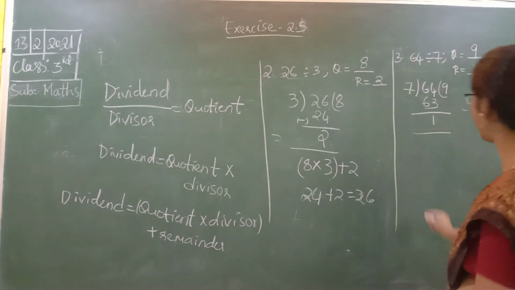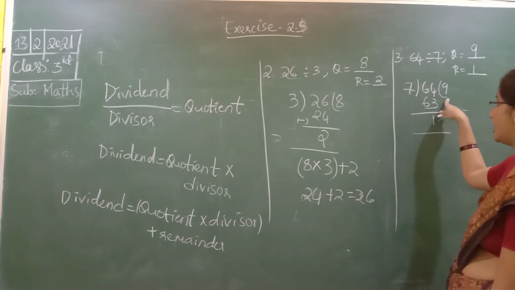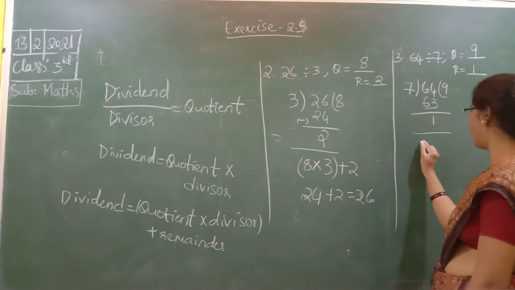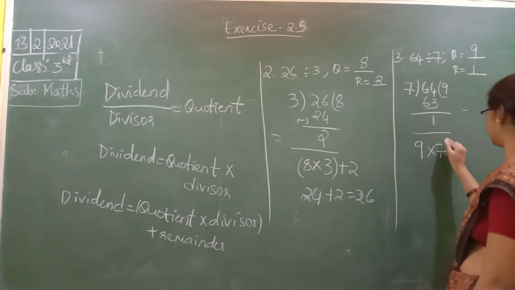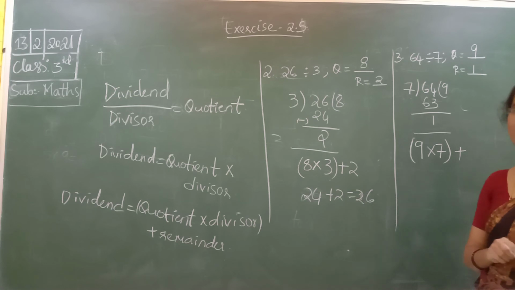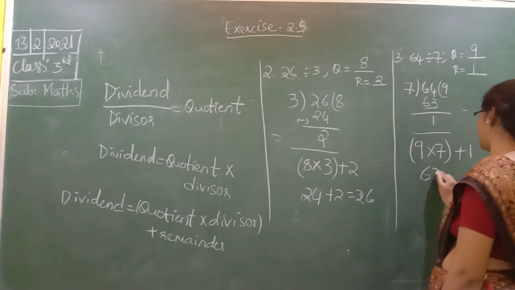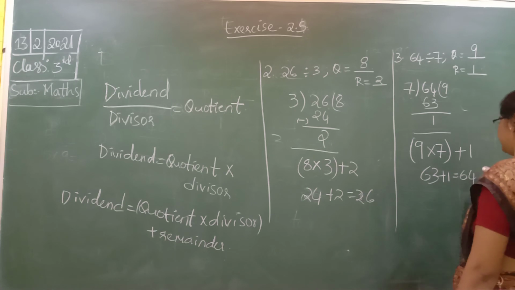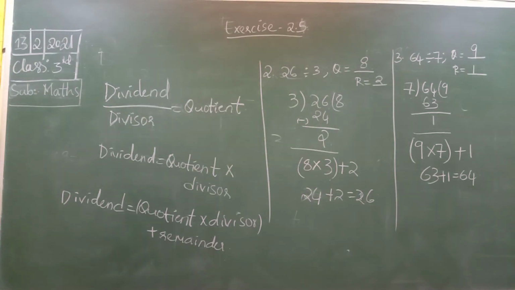See here also. What is it? Quotient into divisor. What is the quotient here? 9. What is the divisor? 7. What do we have to add? The remainder. So 9 sevens are 63 plus 1 equals 64. The dividend we got.